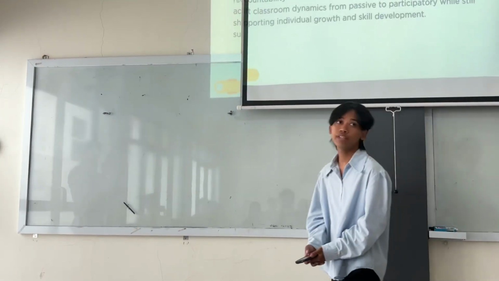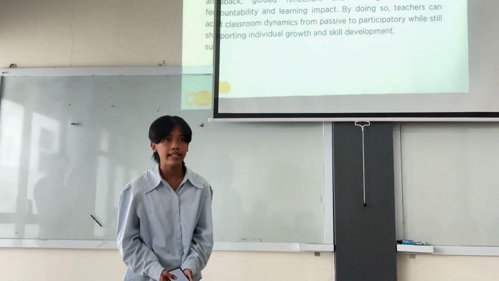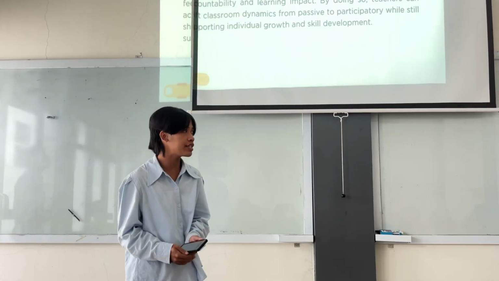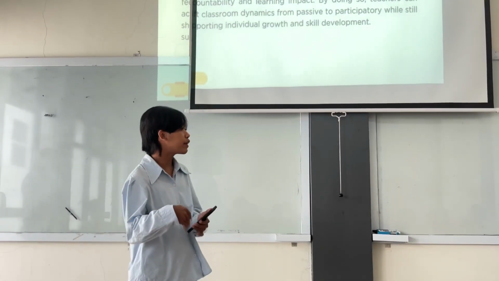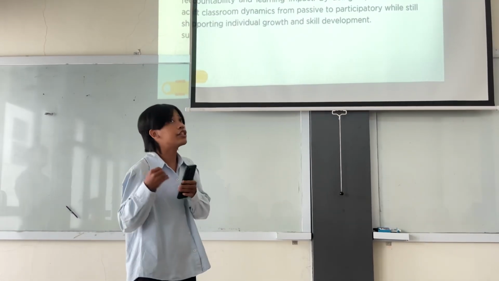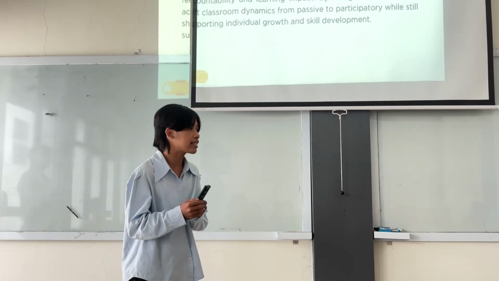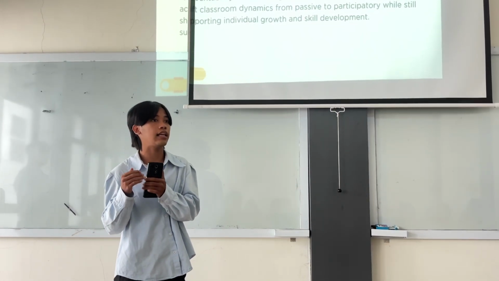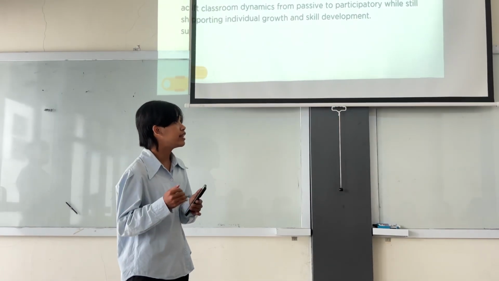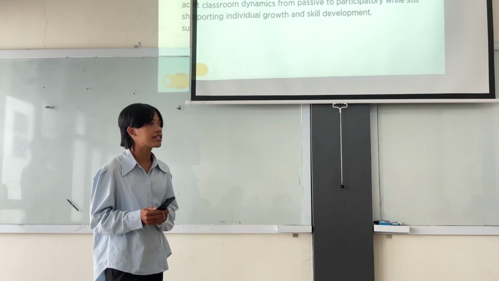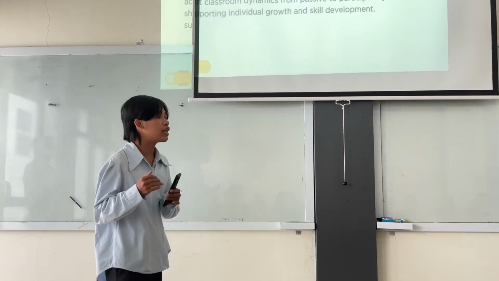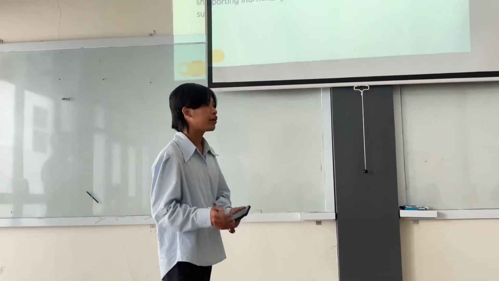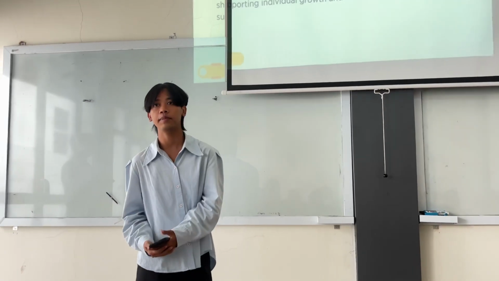Okay, so moving on to the implications. Based on our findings, we recommend that educators use anonymous tools like Mentimeter with structured teacher feedback and guided reflection, and clear strategies can help ensure the accountability of the learning impact. With this approach, educators can shift classroom dynamics from passive to active and participatory while still promoting growth and skill development. Thank you.